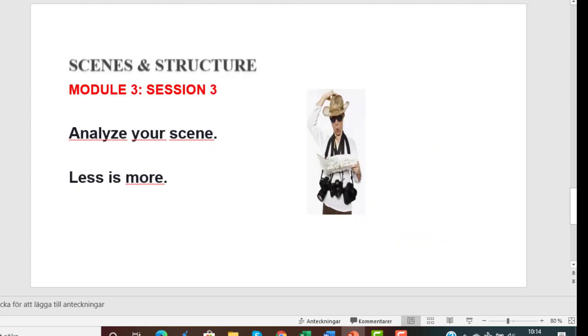After you have written your scene, you need to analyze it and make sure that it creates obstacles between your main character and their goal. But limit the conflict to what is relevant in that specific scene.